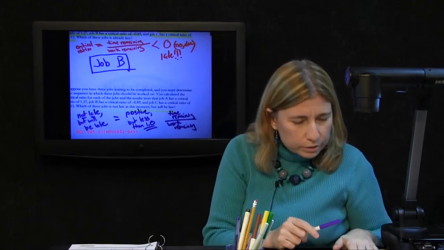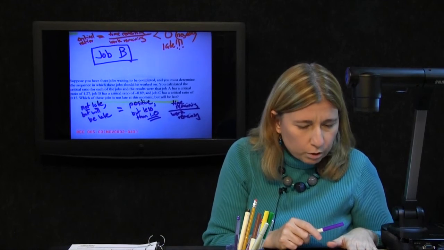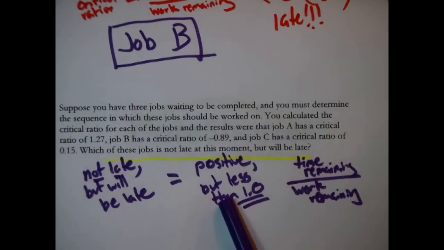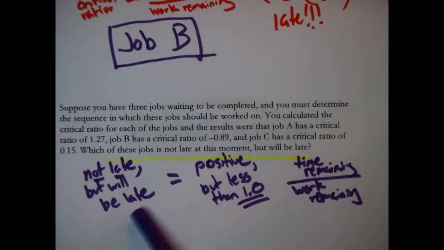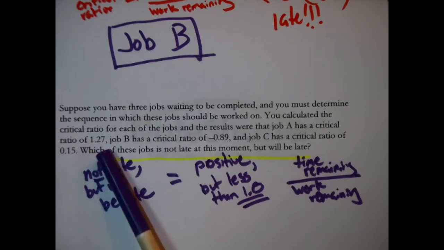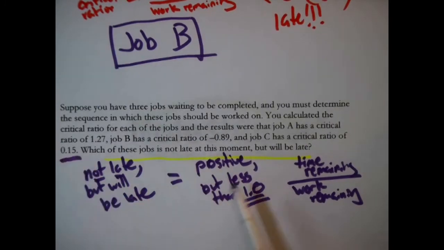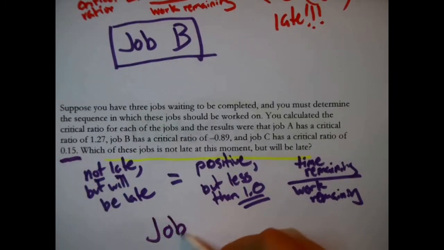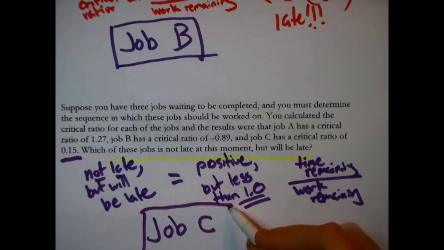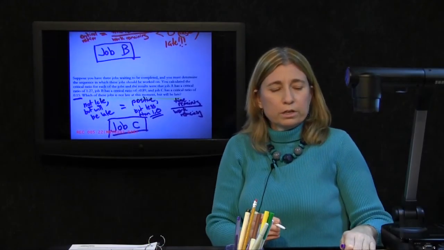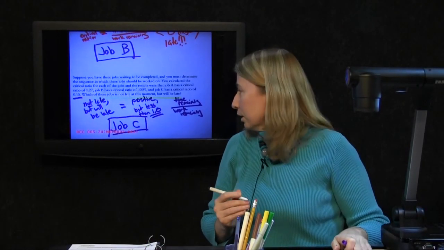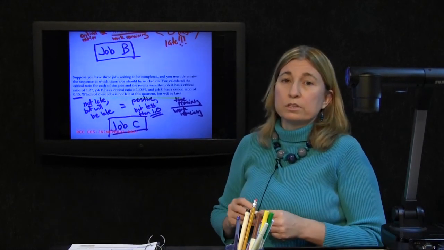So to answer the question, we're just looking for which one of them has a positive critical ratio, but it's less than 1. A, 1.27, nope, that's not the case. We already knew that B is late because it's negative. But job C, see how that's a fraction. Job C has a positive critical ratio that's less than 1. Job C is not late at this moment, but job C is going to be late.